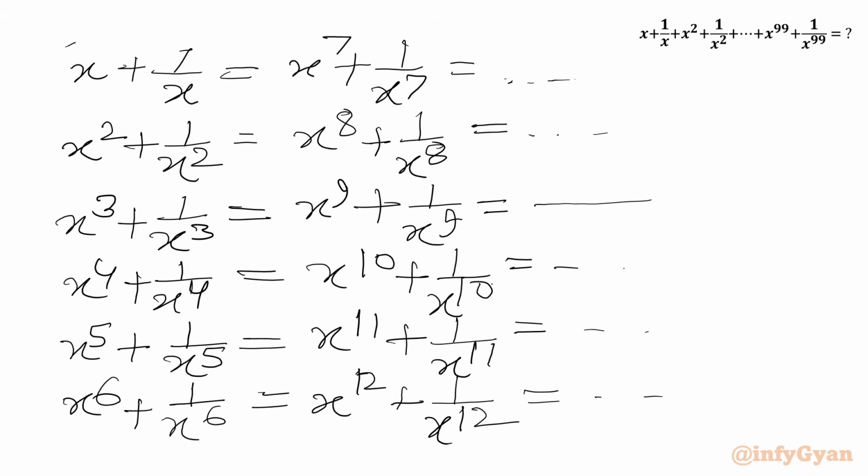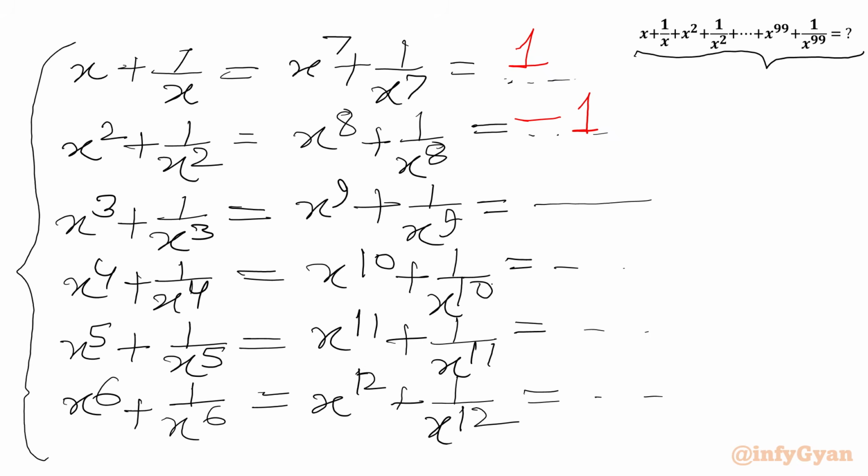So in one cycle, there are 6 values. Here we have total 99 values. If I write the values here, from the original equation, from equation number 1, this is equal to 1. The second value was negative 1. X cube plus 1 over x cube, here I will write minus 2. Then we'll write minus 1. Then we'll write 1. And x power 6 plus 1 over x power 6 will be 2. After that, it is repetitive in nature.